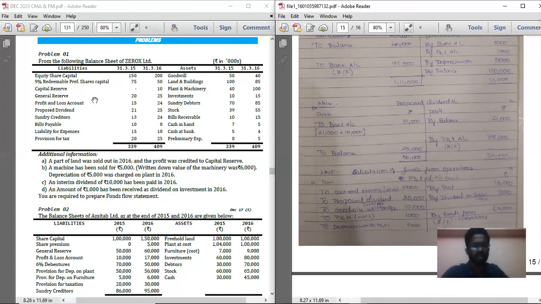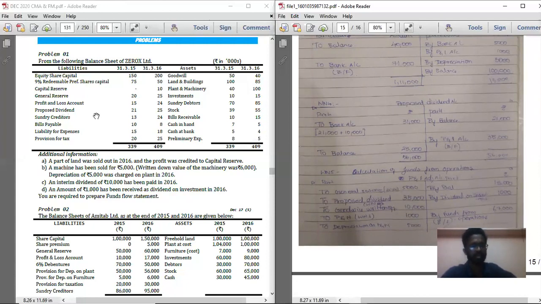So here you are transferring a part of the P&L account value to the general reserve, so you should reduce it from the P&L account. So, to general reserve, debit side, to general reserve within bracket 25 minus 20. 25 minus 20, you are getting 5,000. In the amount column, record 5,000. So that is general reserve.